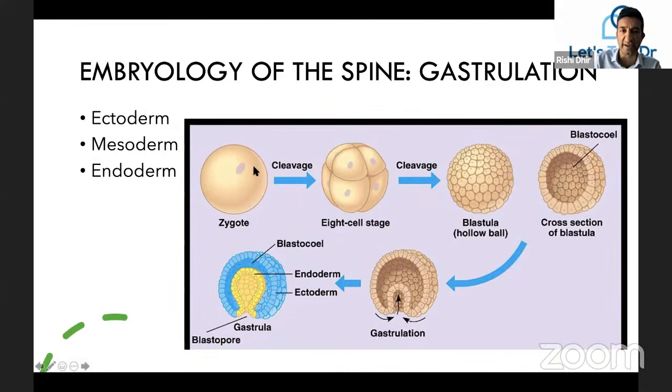So you start with the zygote. That basically divides to form 8 cells, which keeps on dividing until you get this hollow ball of cells called a blastula. And then it sort of seals over to form a blastocele.